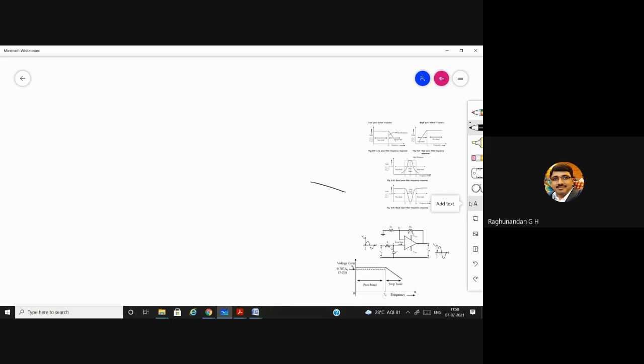So as we discussed in the last class, there are two types of filters which we are going to study in the analog filters, passive filters as well as active filters. Let us first list out some differences between the active filters and passive filters. Then we'll look at the designing part of the filters.